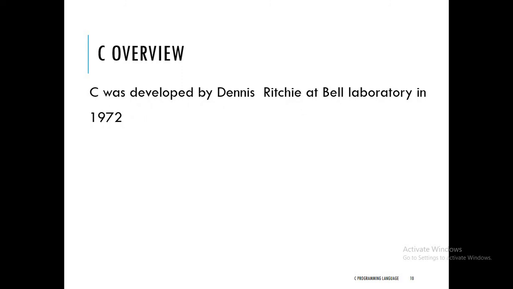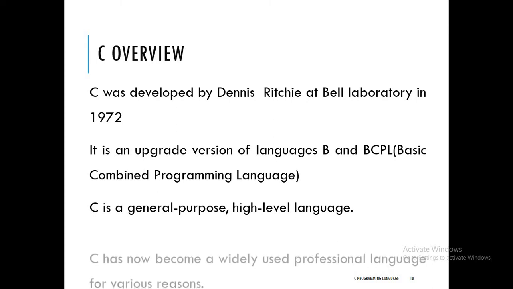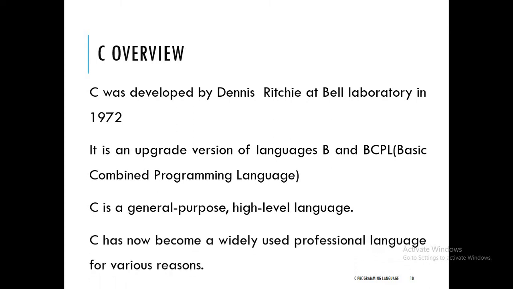C was developed by Dennis Ritchie at Bell Labs in 1972. It is an upgraded version of B language and BCPL, Basic Combined Programming Language. C is a general purpose high level language. Nowadays C has become a widely used professional language for various reasons.